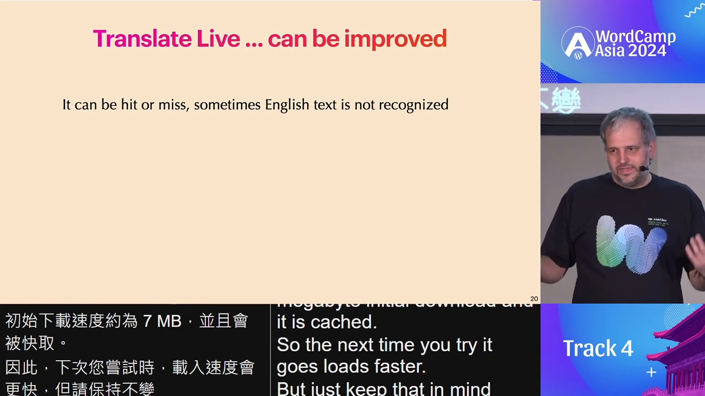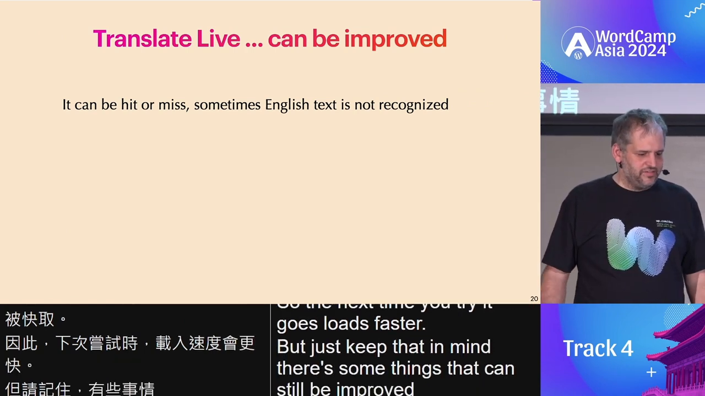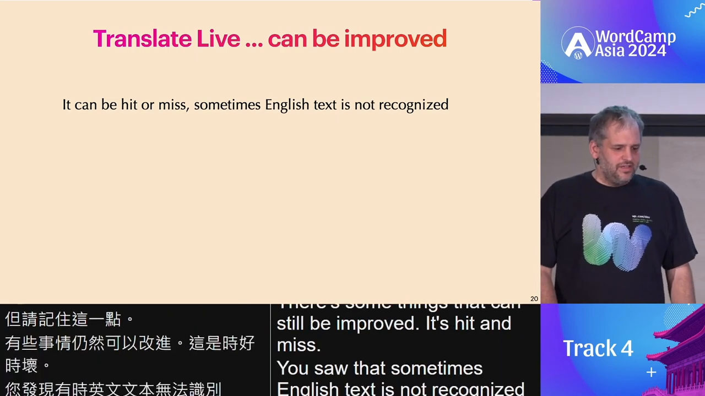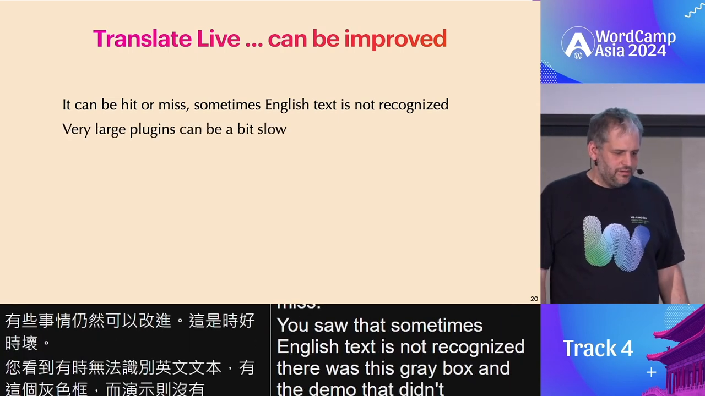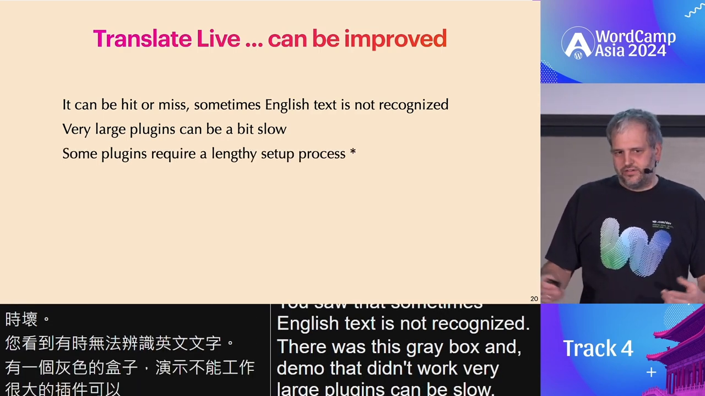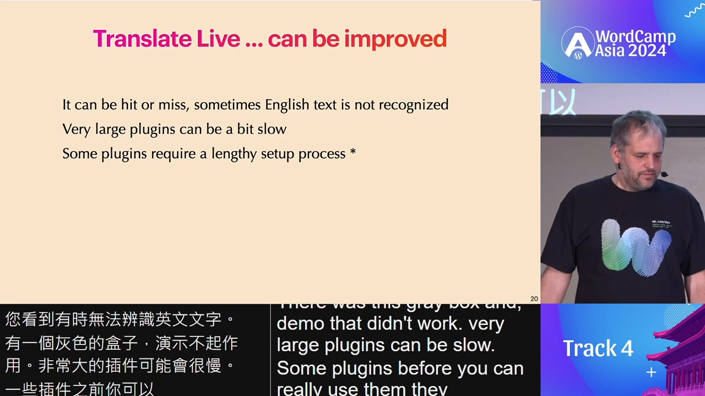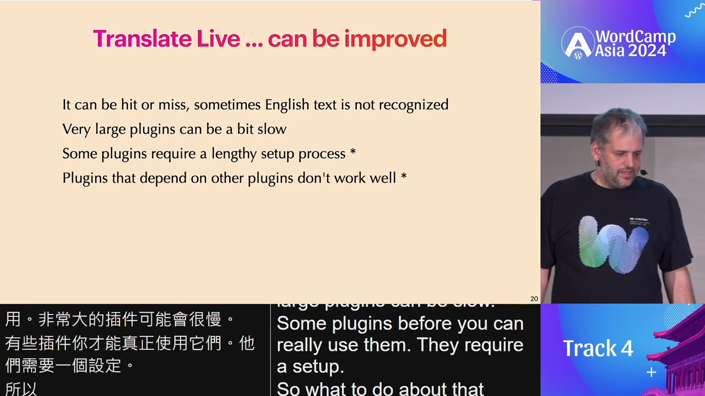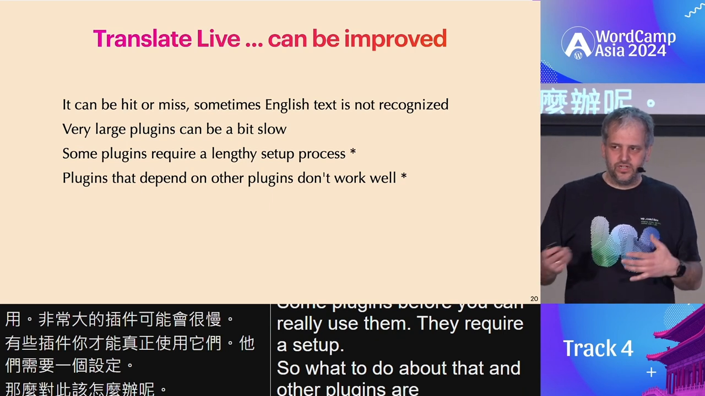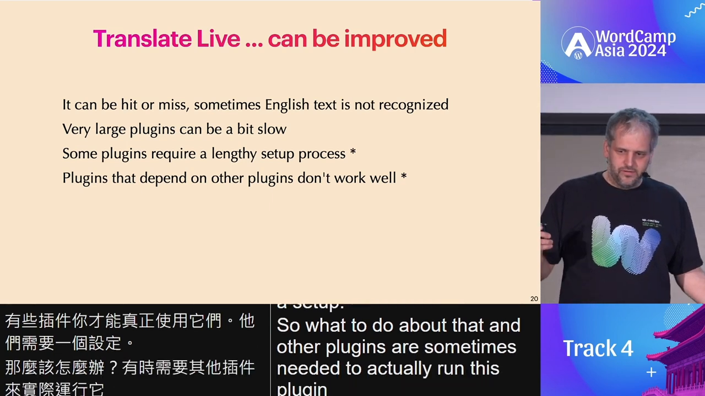There's some things that can still be improved. It's hit and miss. You saw that sometimes English text is not recognized. There was this gray box in the demo that didn't work. Very large plugins can be slow. Some plugins, before you can really use them, they require a setup. So what to do about that? And other plugins are sometimes needed to actually run this plugin.